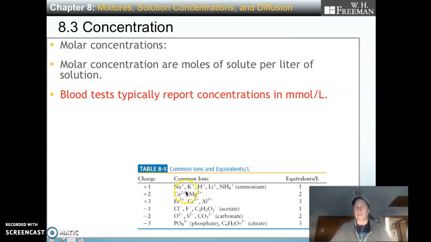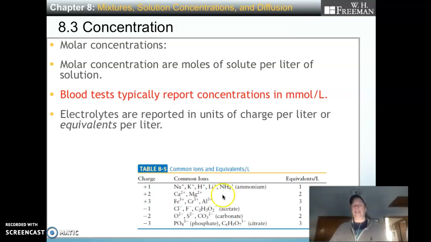See how sodium's +1, potassium's +1, hydrogen's +1. If they're +1, they have 1 equivalent. If their charge is +2, then they have 2 equivalents. If their charge is +3, they have 3 equivalents, and so on. And if it's a negative, same deal. So if you're looking for equivalents, because some tests you have to divide by the equivalents, then you would just use their charge. That's how many electrolytes you're going to get.